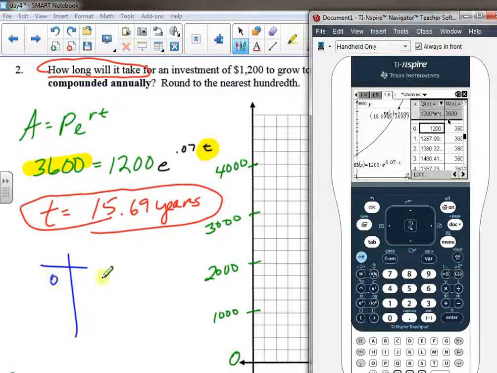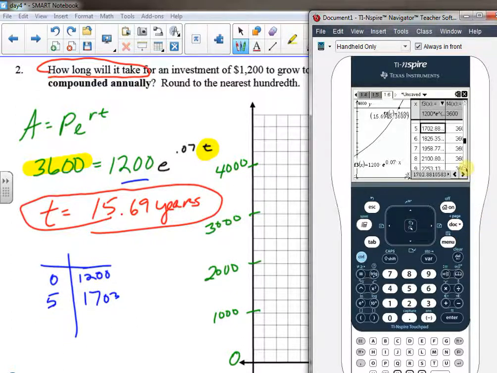So for 0 years, we're at 1,200. That should be no surprise because we started off with $1,200. There's that number right there. Let me go to 5 years here and see what's down there. Okay, at 5 years, looks like I'm at 1703. And rounding is okay. You're not going to be able to get that precise on your graph anyway.